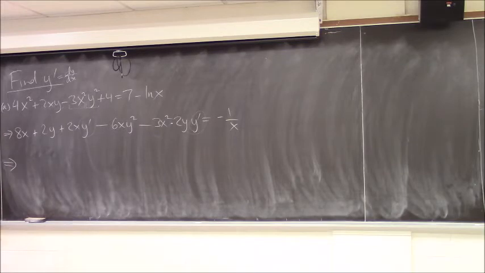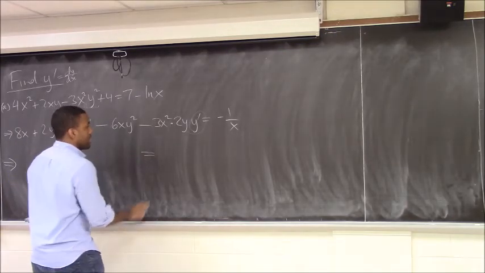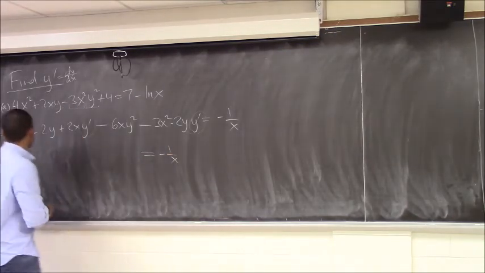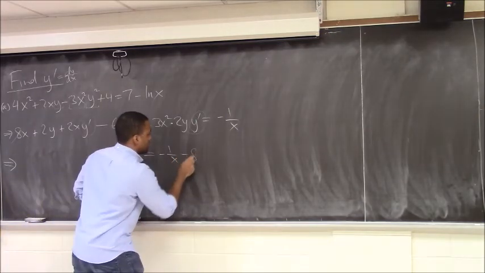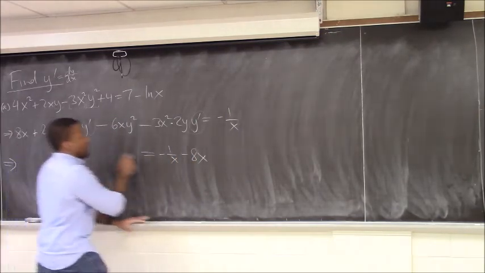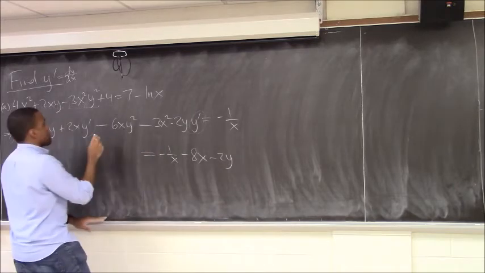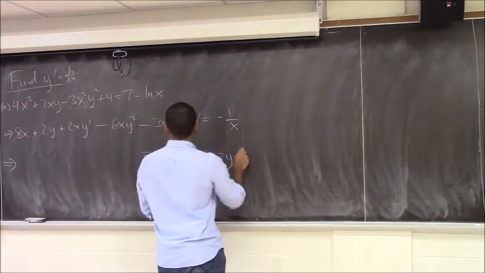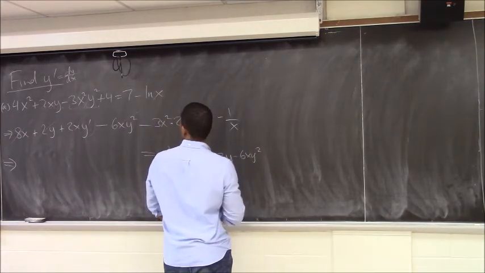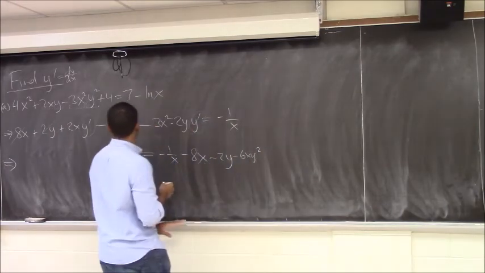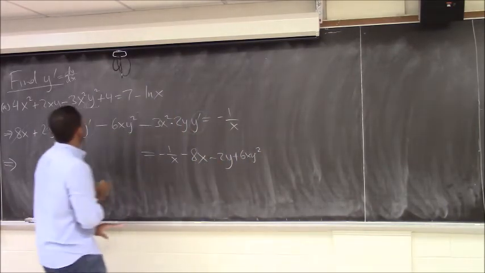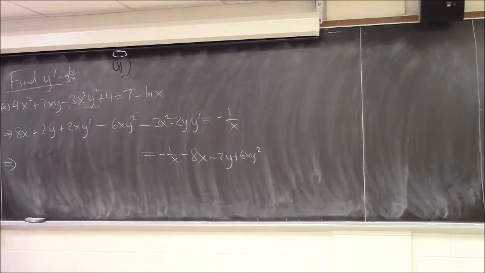What's the next step? Subtract the terms that don't have y prime. So there's going to be an equal sign. I already have that minus 1 over x over here. I can subtract 8x. Subtract 2y. Subtract 6xy squared. And that's it, right? So on this side, what would I have?